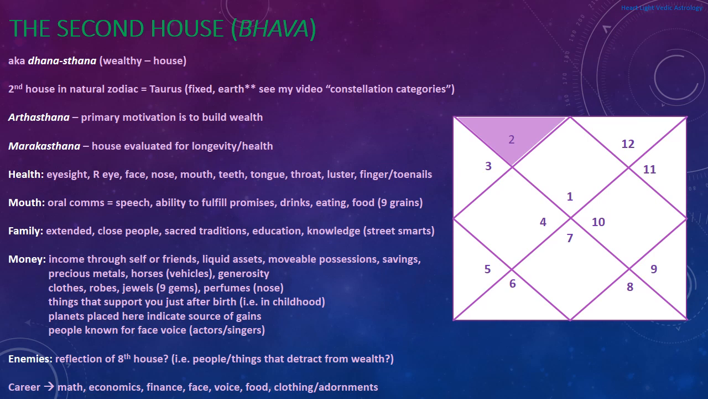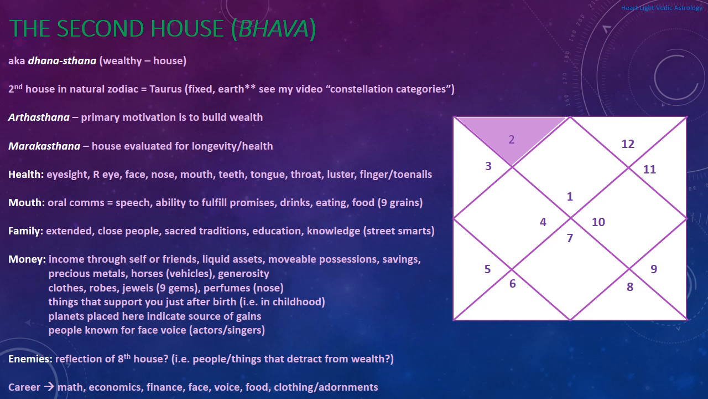So mouth, so we already got head, face, neck from the health category here, but there's more to do with the mouth. So specifically, this house is related to communication and even more specifically, oral communication. So not necessarily written communication. So speech in general. So if there are very strong, positive, well-conditioned planets in this house, generally somebody will be a great speaker, orator, maybe a singer, that sort of thing.